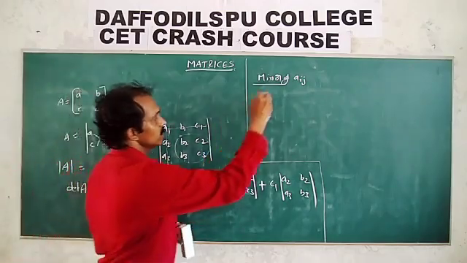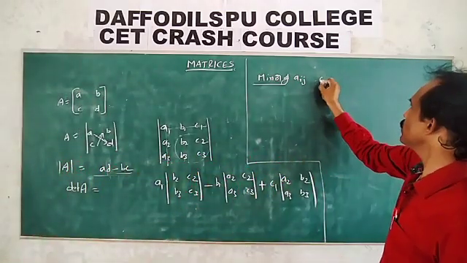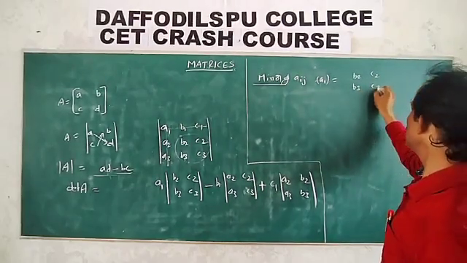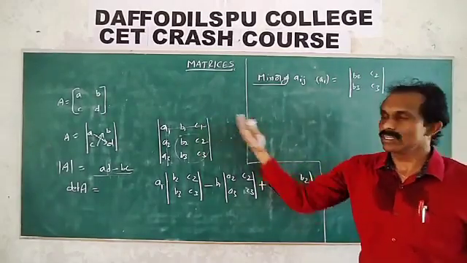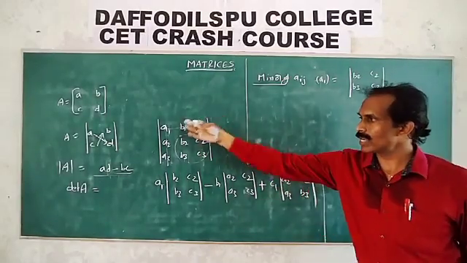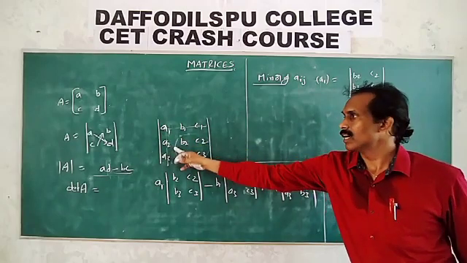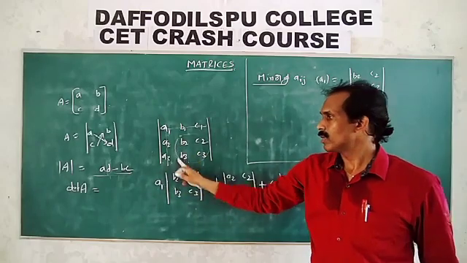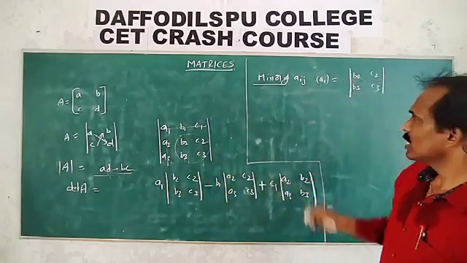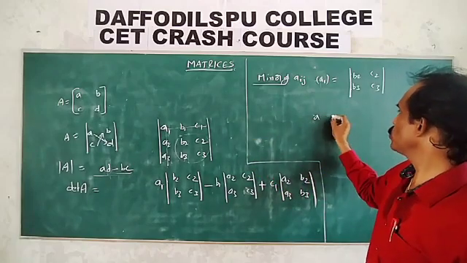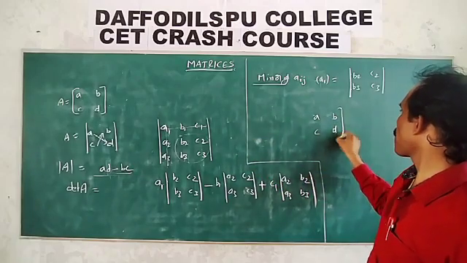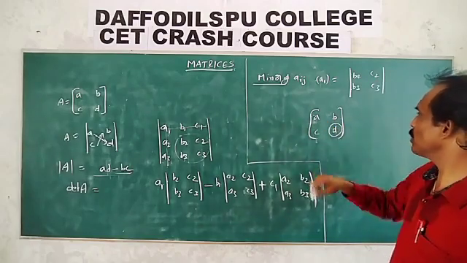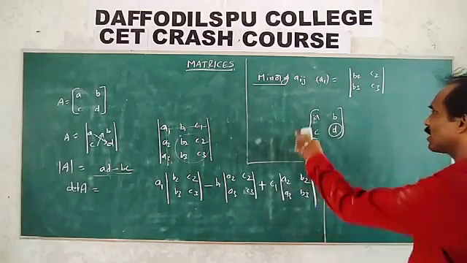Minor of A1 means A1 is equal to B2 C2 B3 C3, after deleting its corresponding row and corresponding column. The remaining matrix is a 2 by 2 matrix, from a 3 by 3 matrix. What is its minor? Deleting the corresponding row and corresponding column, this is the minor of this one.